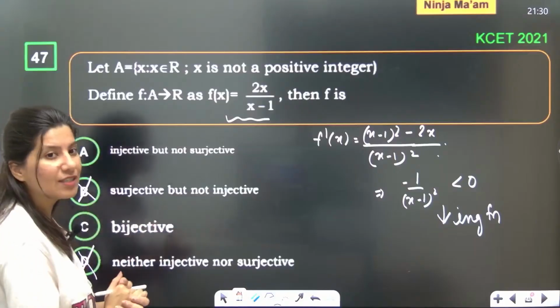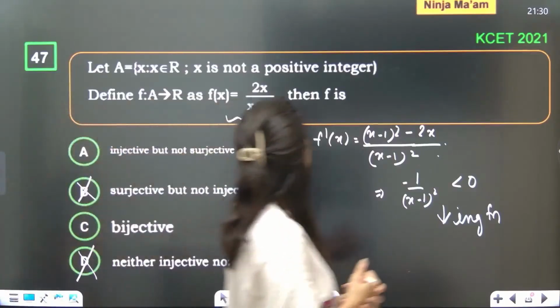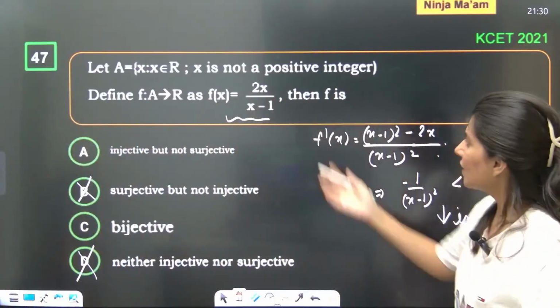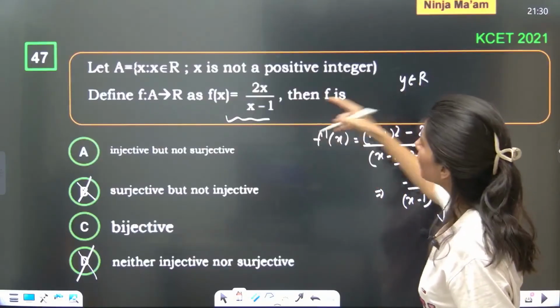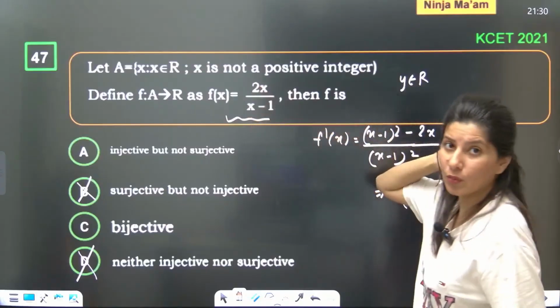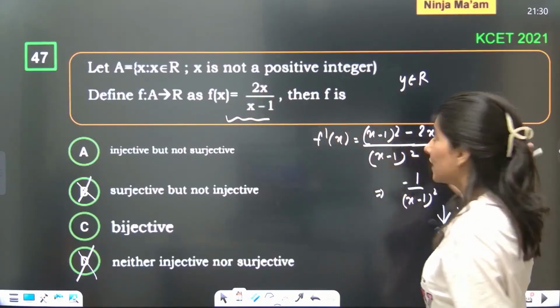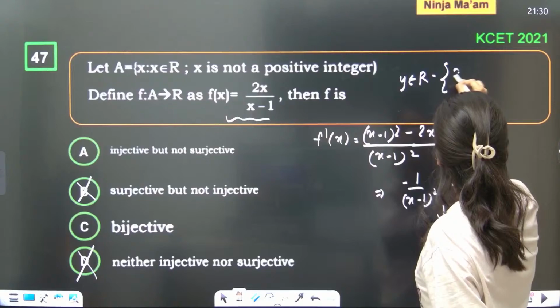Function is definitely injective, but whether it is one-one onto or not, let me check. So if I talk about the range, it will be y belongs to all real values minus 2 upon 1. This is the ninja technique. Minus 2 by 1.